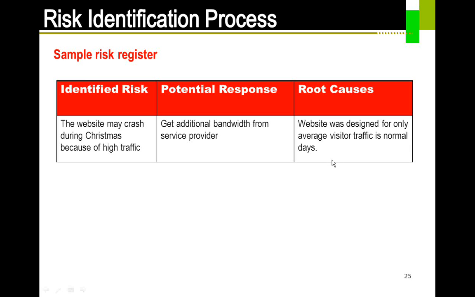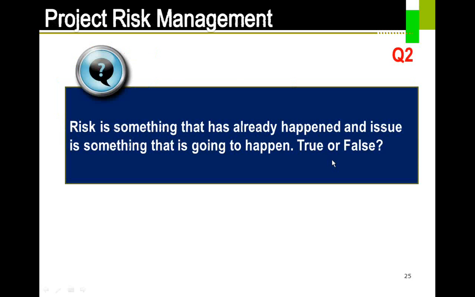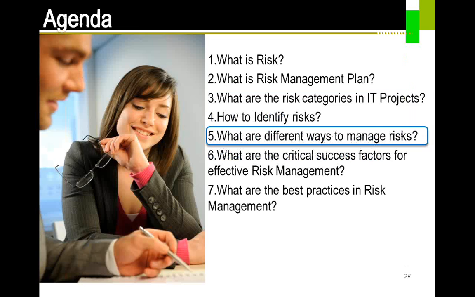So let's go to the next slide. Question number 2 for you. This is a true or false question. You just need to say either true or false, and don't forget to say Q2. Risk is something that has already happened, and issue is something that is going to happen. You need to answer true or false. I'm going to repeat this. Risk is something that has already happened, and issue is something that is going to happen. Let's go to the next slide. You just need to say Q2, either true or false.